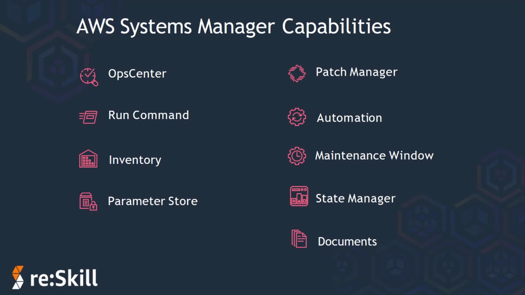The next is Parameter Store. Parameter Store is a capability that provides secure and hierarchical storage for configuration data and secrets management. You can use it to store data such as passwords, database strings, EC2 instance IDs, AMI IDs, and license codes as parameters. You can store the value as plain text or encrypted data.